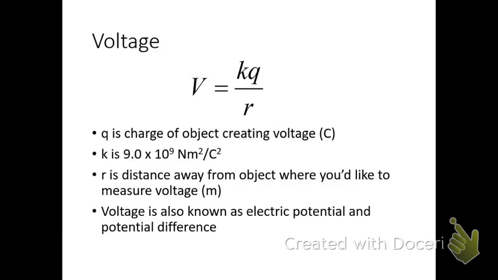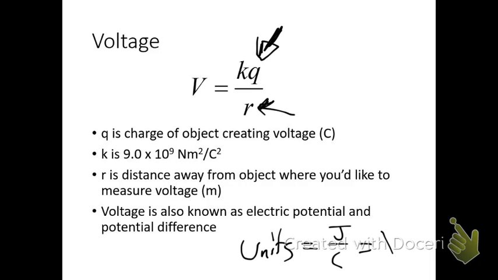And all that really determines voltage is some sort of charged object and some distance away from it in space. Basically, it's just the amount of energy in joules per coulomb, so the units would be joules per coulomb, or a joule per coulomb is just the same thing as a volt.